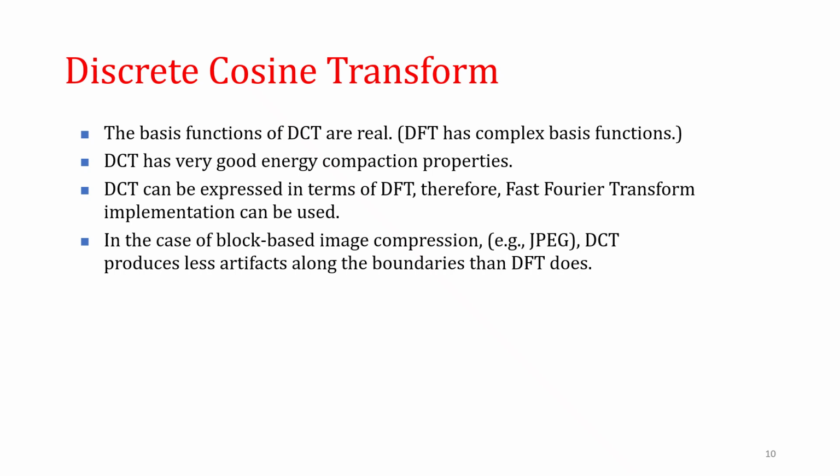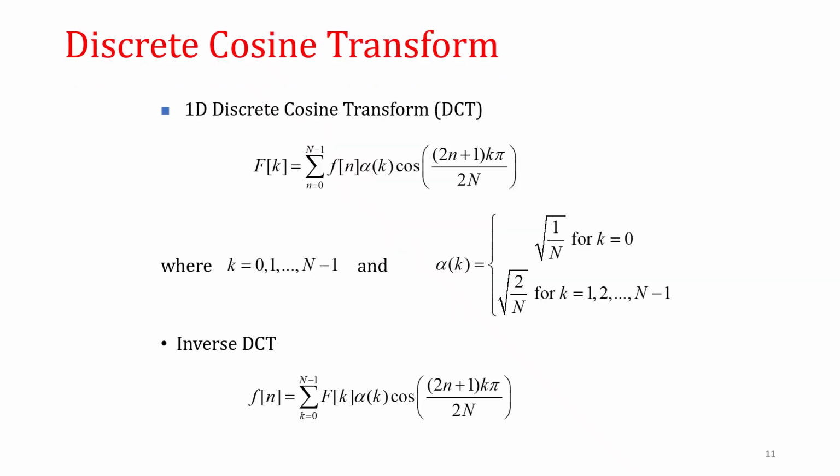The basis functions of DCT are real, because DFT had complex basis functions, but here DCT has real values. DCT has very good energy compaction properties. DCT can be expressed in terms of DFT also. Therefore, the fast Fourier transform, called FFT, implementation can be used. In the case of block-based image compression like JPEG, DCT produces fewer artifacts along the boundaries.